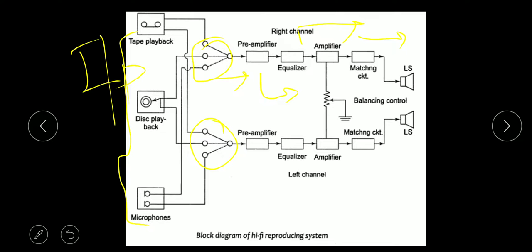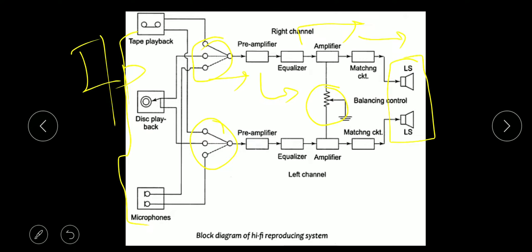One other thing is that the right and left channels are attached with this balancing circuit, which is used to balance the left and right channels to produce the output simultaneously and the same. Finally, the output section, that is the loudspeaker, from where we are going to get the high gain sound signal. The loudspeaker is a basic transducer which is used to convert this electrical signal into a sound signal. So this is all about the block diagram of the hi-fi amplifier.